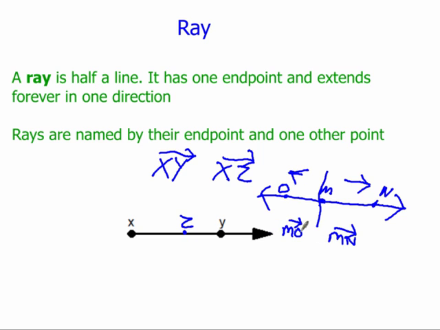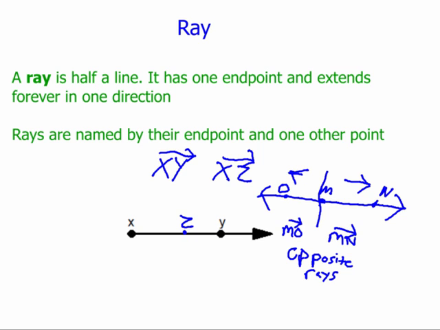And these two rays, when they together make up a line, they're what we call opposite rays. Okay, and we won't use opposite rays all that often, but it's a good thing to know that if you've got two rays that together form a line, we call those opposite rays. So a ray is just a line segment that has one endpoint and continues forever in one direction.